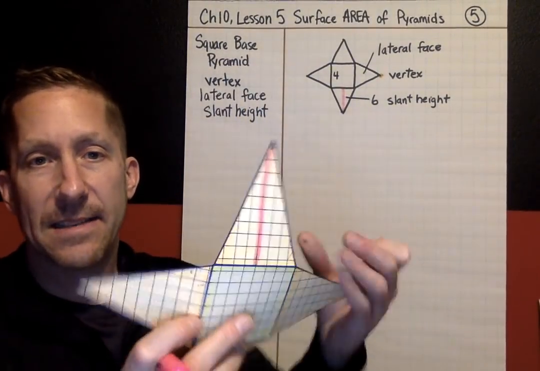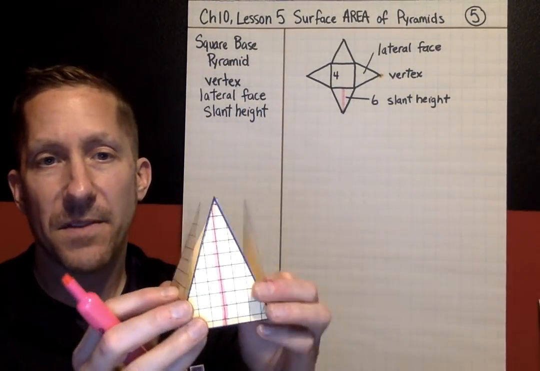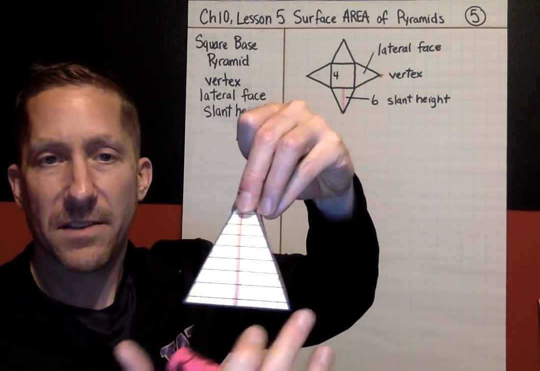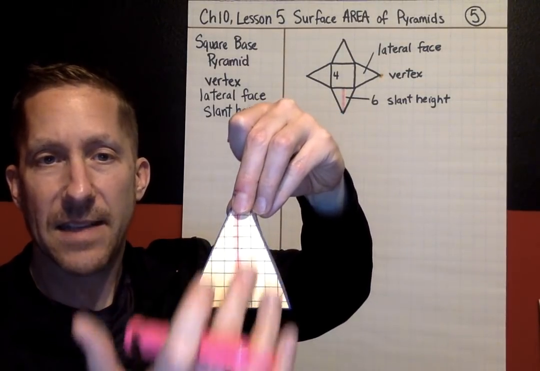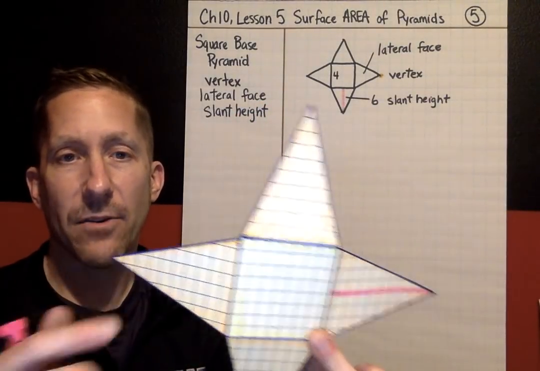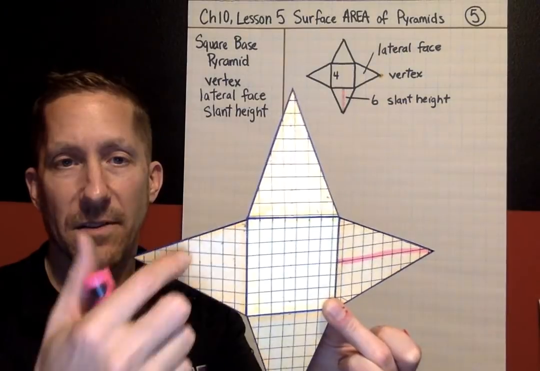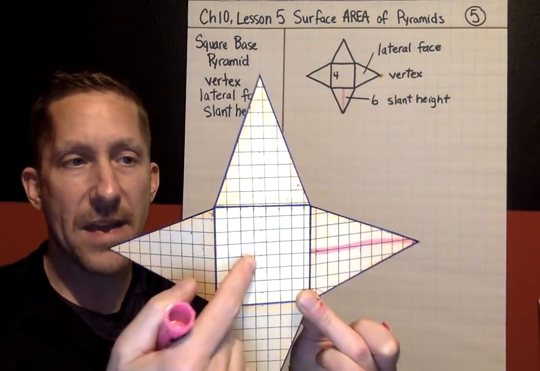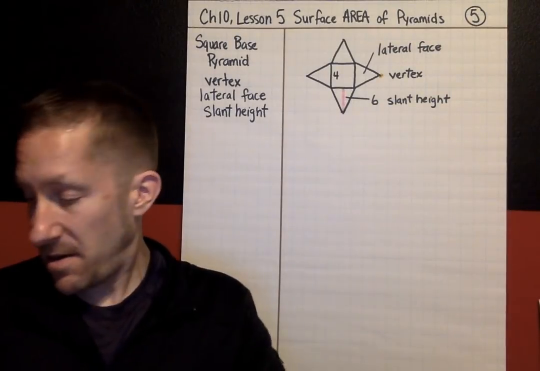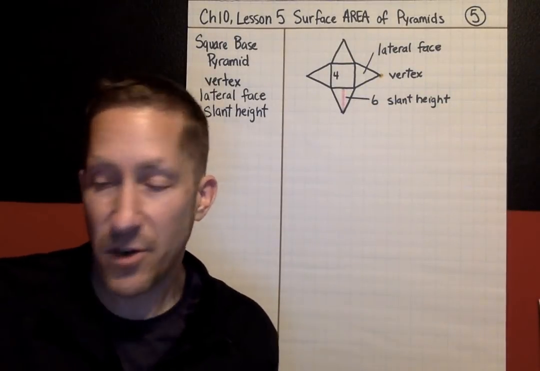That pink line is the slant height. So when I fold this up, my lateral face triangle, this is the base, this is the slant height. That's what that's called. And the lateral faces are the triangle faces. Okay, base, lateral face are the triangles. So now we've got our pyramid terminology.